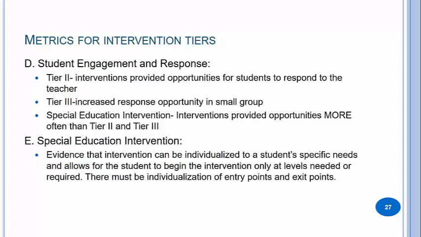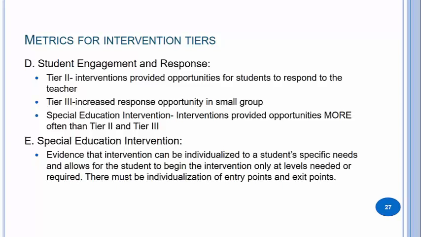So we ask the vendors to submit evidence that at tier two there were opportunities for the students to respond, but at tier three we wanted increased response for a smaller group of students. And then for special ed intervention, we wanted students responding more frequently than in tier two and tier three. So again, more individualized. The smaller the group, the more evidence that the student is going to respond to that intervention. In special education intervention, it's critical that those students have a significant amount of response time because they need that more one-to-one correspondence.